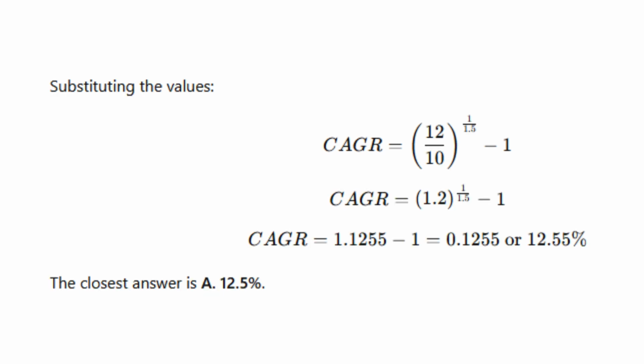Substituting the values, CAGR equals 12 divided by 10, to the power of 1 divided by 1.5, minus 1. CAGR equals 1.2, to the power of 1 divided by 1.5, minus 1. CAGR equals 1.1255 minus 1 equals 0.1255 or 12.55%. The closest answer is A.